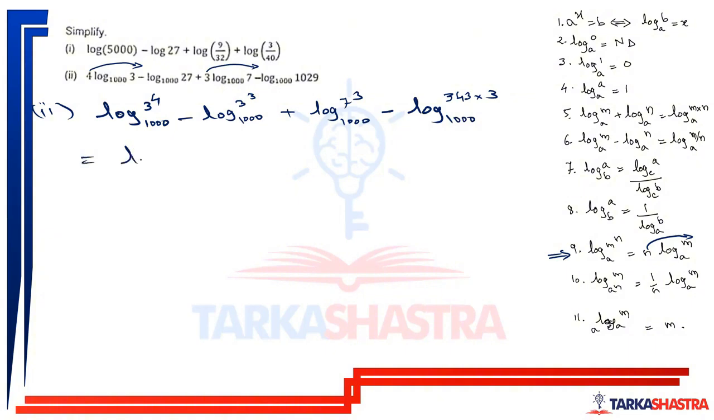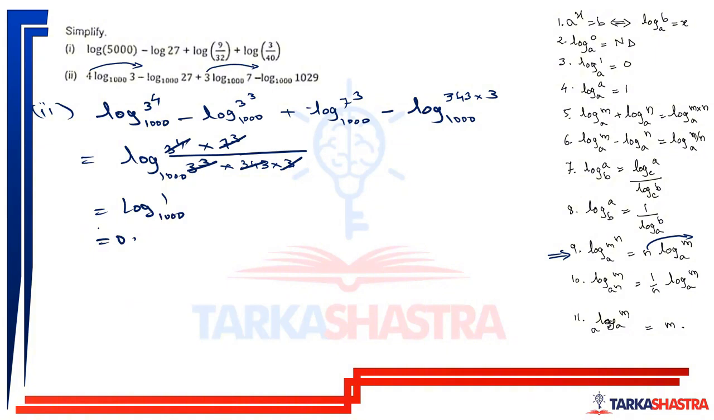Okay, now how do we solve it? Log 3 to the power 4 minus 3 to the power 3 plus 7 to the power 3 minus 343 into 3. So this is 7 cube, this is 7 cube, it will get cancelled. Base 1000 is there already. This is 3 to the power 3 into 3 to the power 1, it will cancel with 3 to the power 4. What we have is log 1 to the base 1000, which is 0 only.